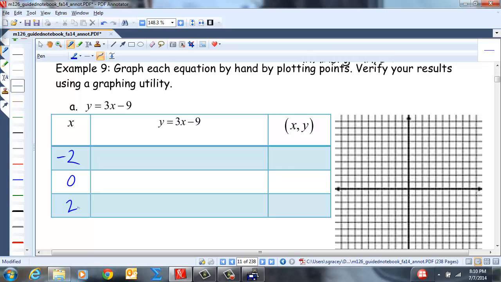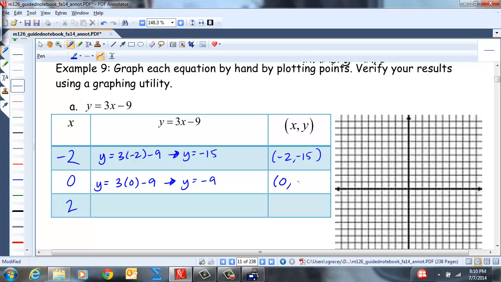And now we have to solve for y to get the dependent variable. So we'll have 3 times -2 minus 9. So y will be equal to -6 minus 9, which is -15. So our ordered pair is (-2, -15). Okay, so far? Awesome. So when I plug in 0 for x, we have 3 times 0 minus 9. So that's going to give us y is -9.